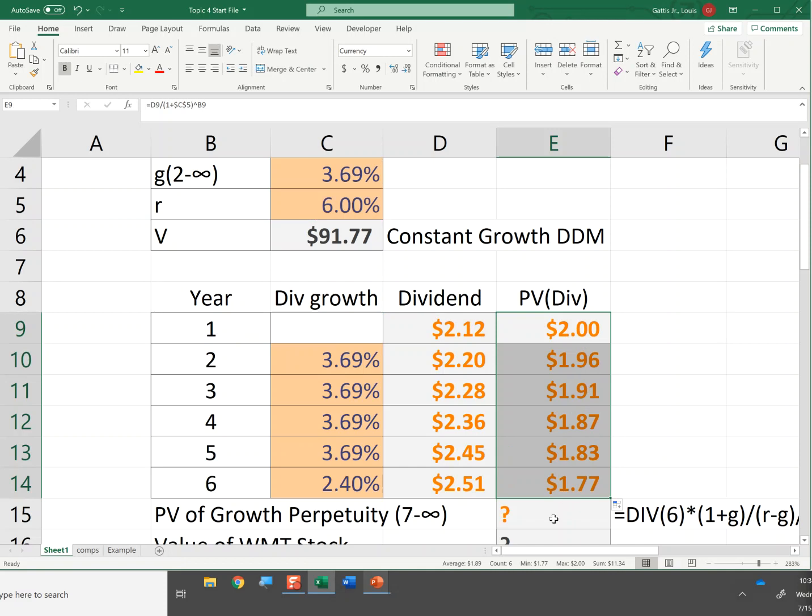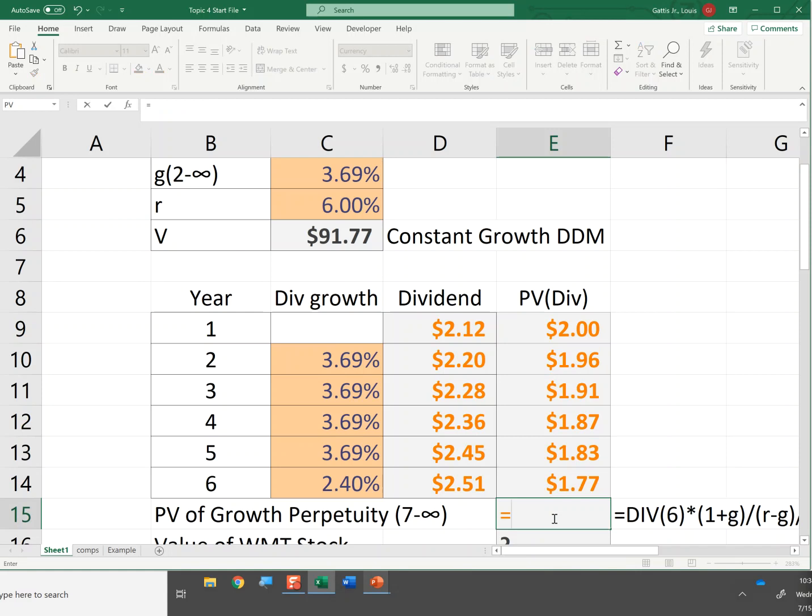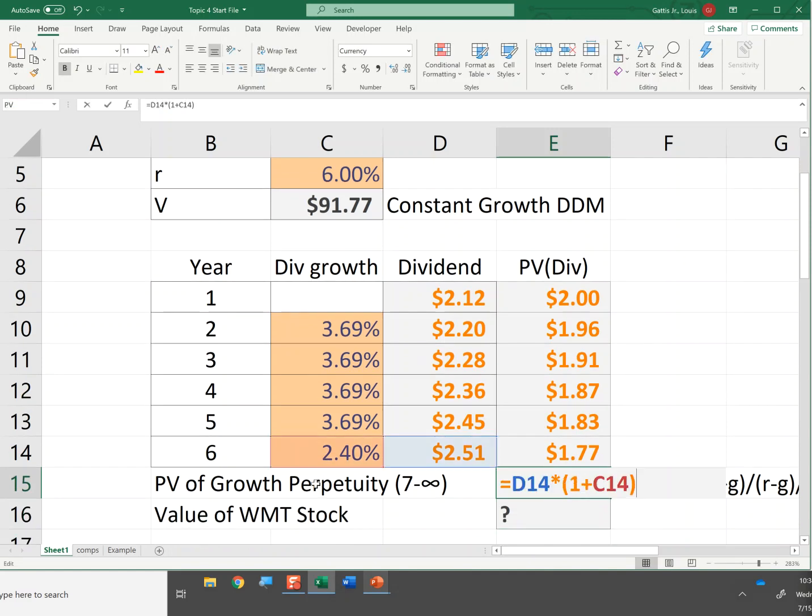How do I account for the dividends from year 7 till infinity? Well, I'll take the year 6 dividend and multiply it times 1 plus the perpetual growth rate. So right here, I have the year 7 dividend, the year 6 dividend times 1 plus my growth rate. If I take that divided by R minus G, discount rate minus my perpetual growth rate, this will be the year 7 dividend divided by R minus G.